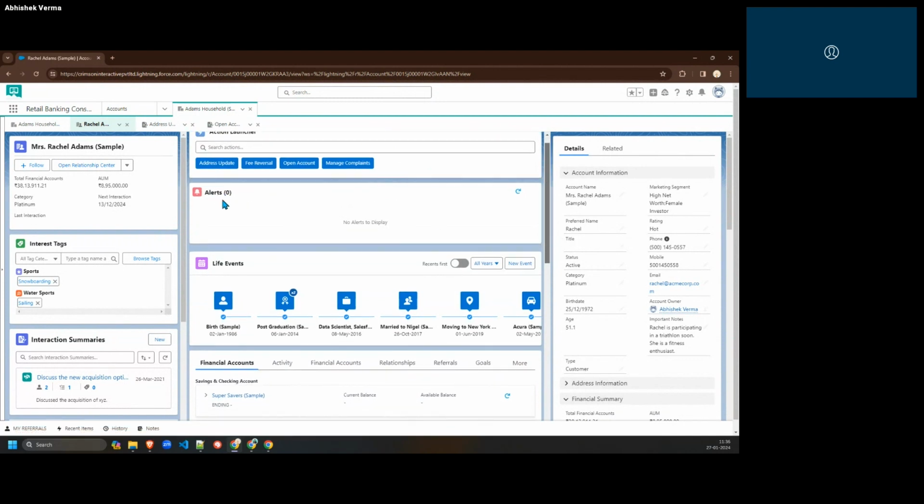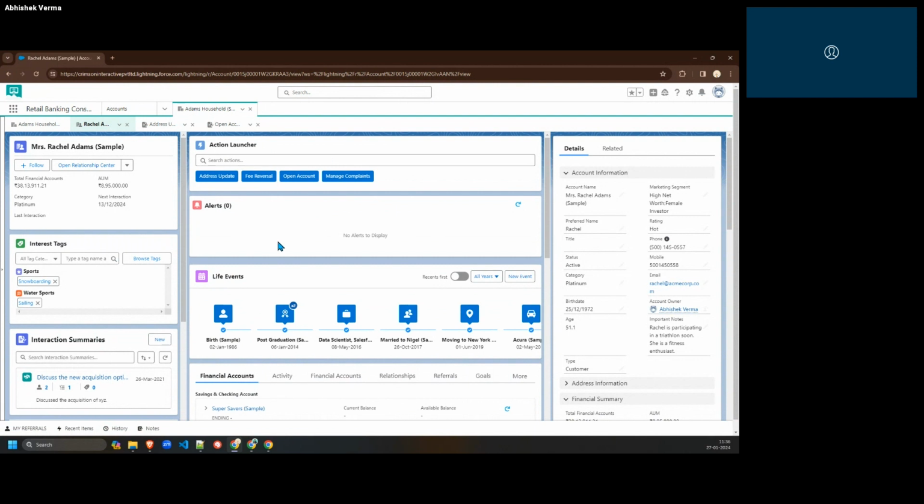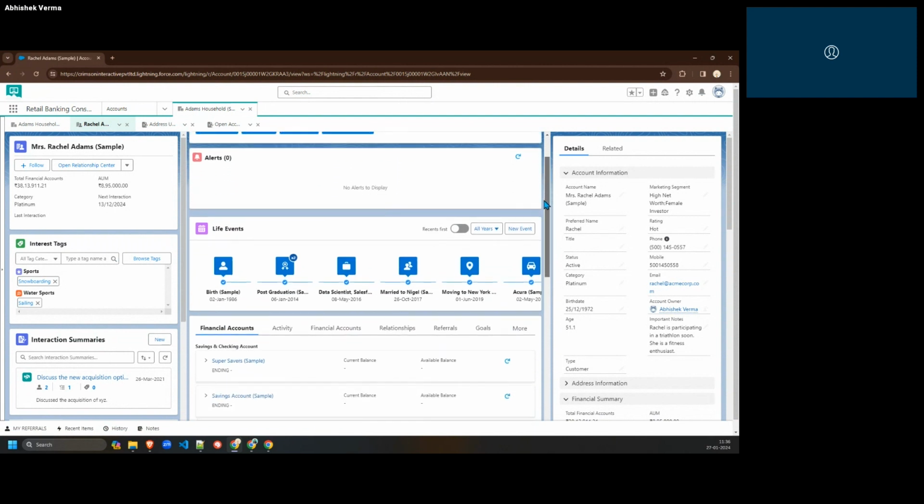Now coming to the alerts. Every person might have some alert, like he missed a credit card payment. That alert can be displayed here. So whenever a person opens his account, he can see that he has missed the credit card payment, and this much is due.